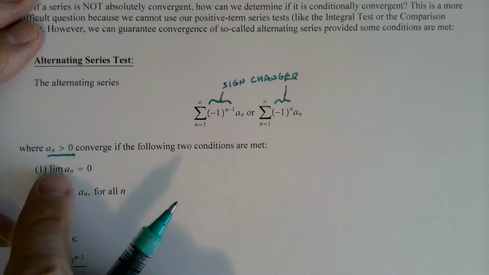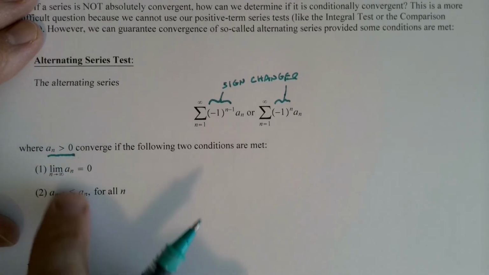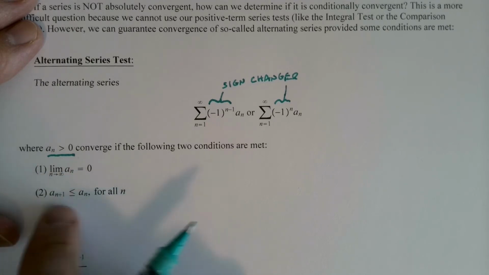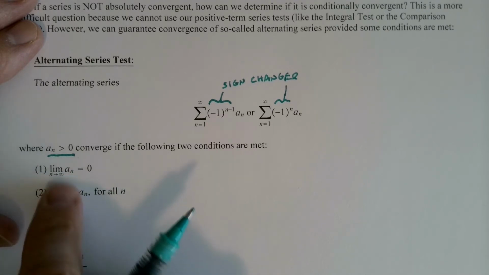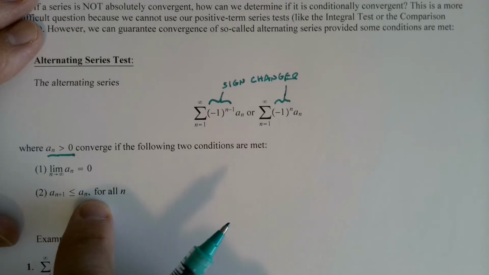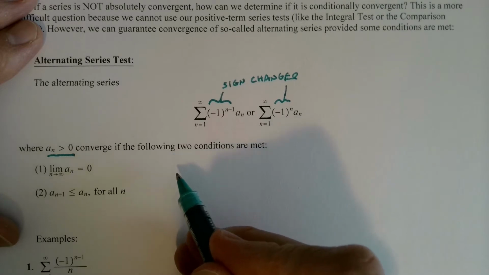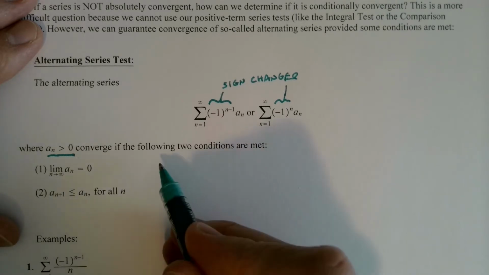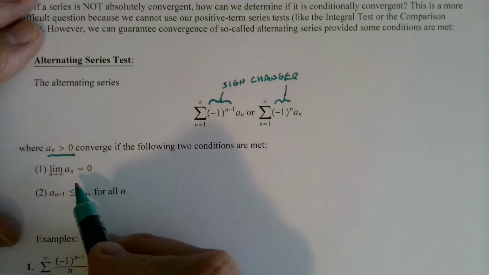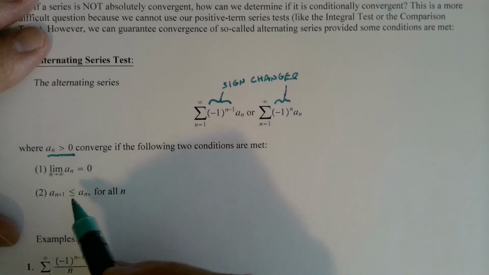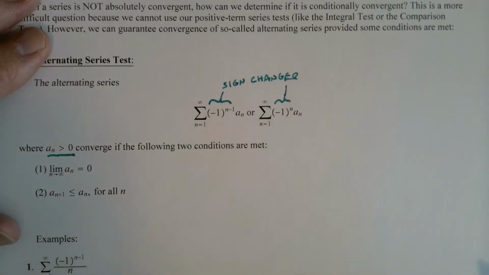Now some of you might be thinking that these are kind of weird. Aren't these going to always happen together? If the limit is 0, isn't this always going to be true? Well, that's not really true. You can come up with a sequence where the terms are still sort of bouncing back and forth. They're not strictly decreasing, yet you're still getting closer and closer to 0. And so you want to make sure both of these conditions are met.